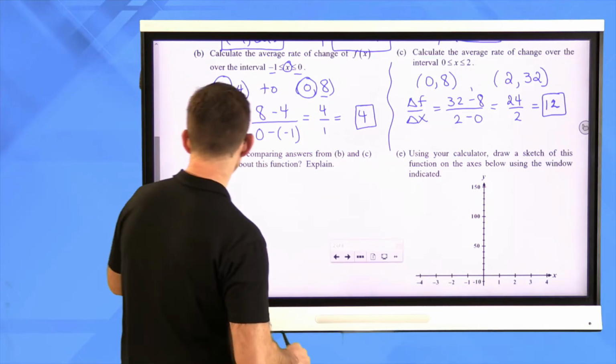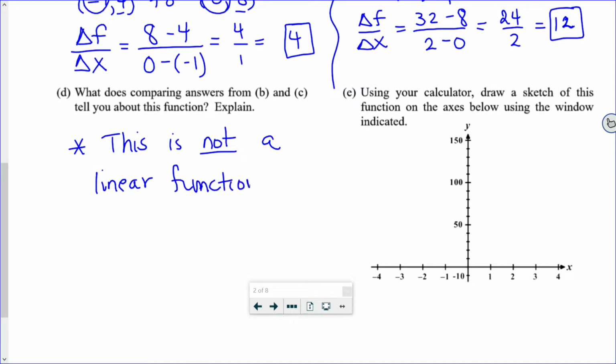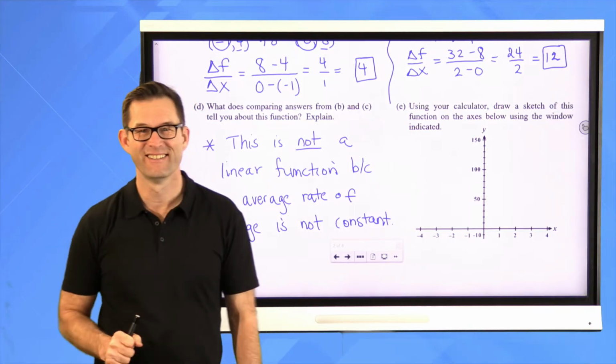Linear functions always have the same average rate of change no matter what 2 points you pick to calculate it. So at the end of the day, the one thing I really want you to get, first and foremost, is this is not a linear function because the average rate of change is not constant. Or because the average rate of change changes.